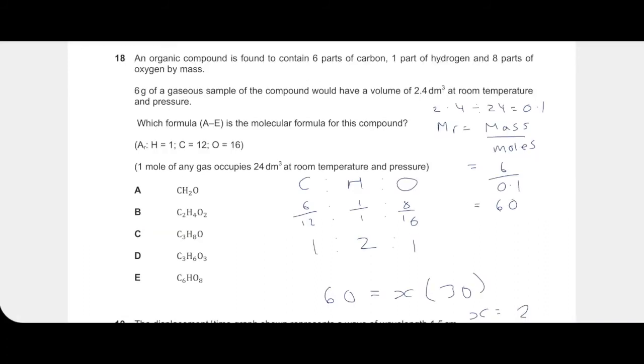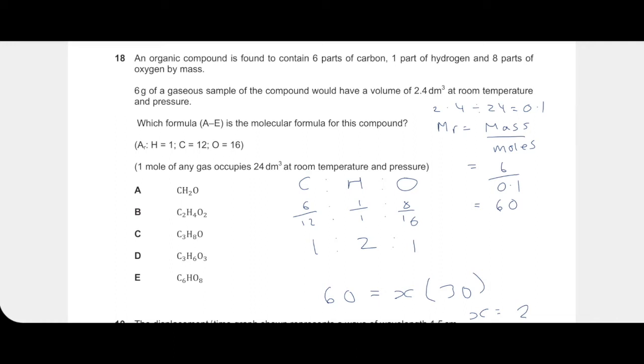Question number 18. An organic compound is found to contain 6 parts carbon, 1 part hydrogen, and 8 parts oxygen by mass. 6 grams of gaseous sample of the compound would have a volume of 2.4 decimeter cubed at room temperature and pressure. Which formula A to E is the molecular formula for this compound? And they've given us the molecular weight of hydrogen, carbon, and oxygen, and they've also told us that 1 mole of gas is equal to 24 decimeter cubed.